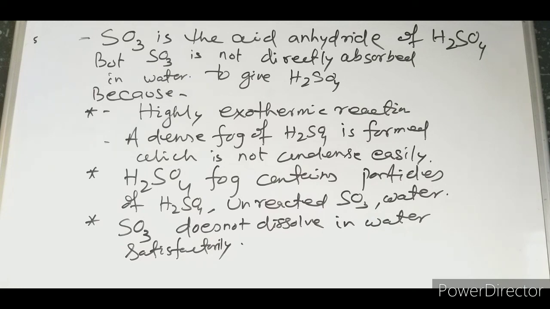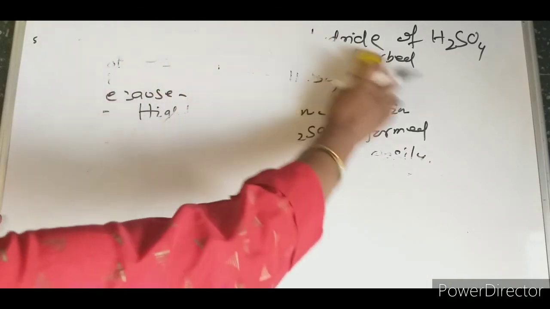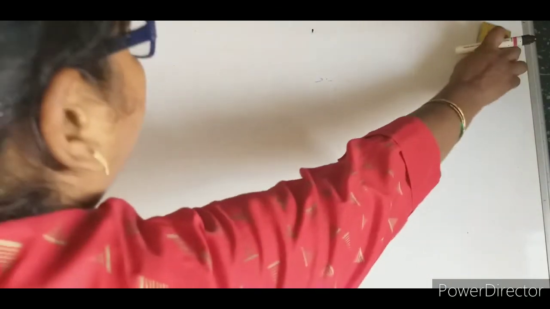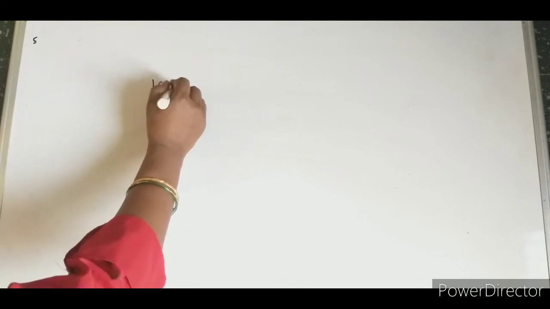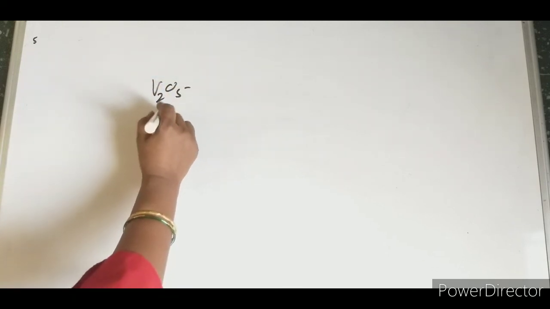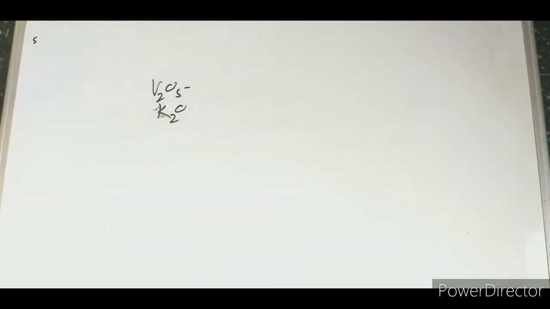And another thing is, when we are taking vanadium pentoxide, some promoter can also be used along with it to proceed the forward reaction. Here some percentage of K2O, potassium oxide, can also be used so that this forward reaction can be possible. Okay, so this is all about the preparation of sulfuric acid by this contact process.